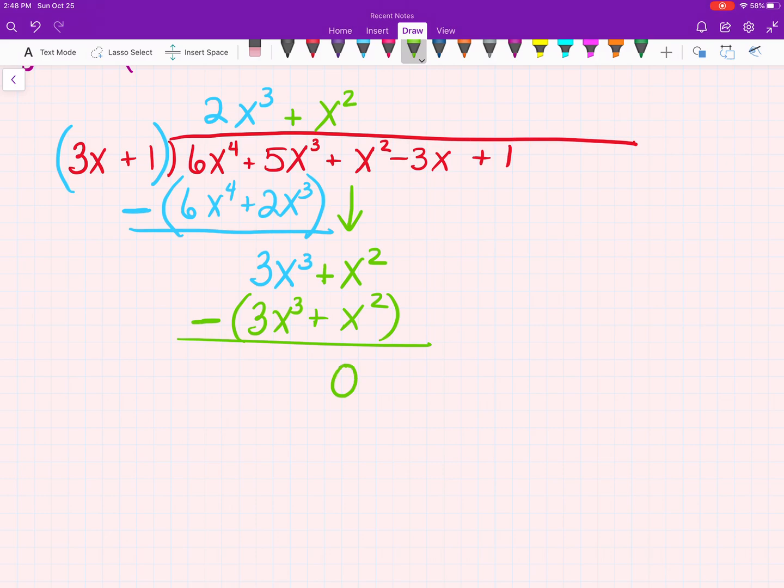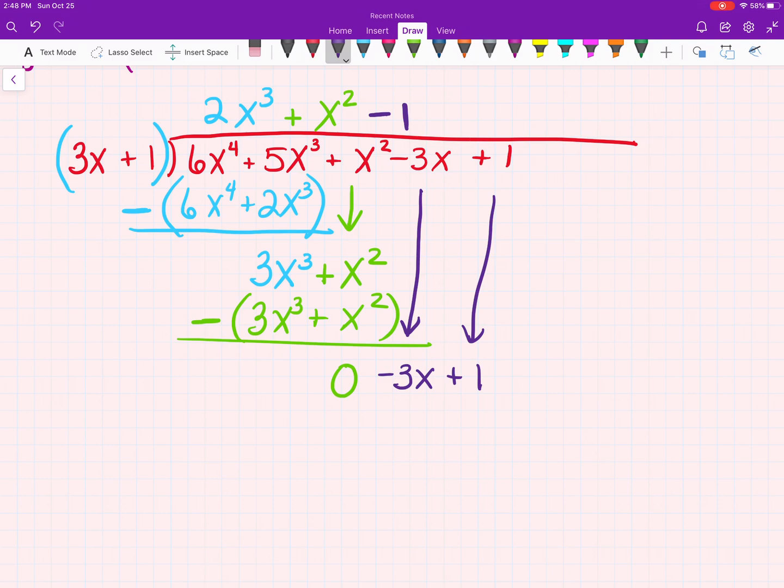I'm going to bring down, and this case is a little bit different. I'm going to bring down that negative 3x, and I'm going to bring down that plus 1 also, because we're going to need both. You could figure it out later that you needed it, but it's up to you. So this time, the only difference is I have a negative 3x divided by a 3x. That means this has to be negative 1.